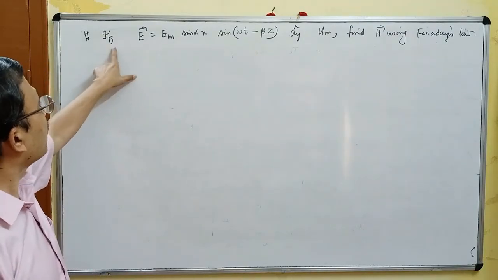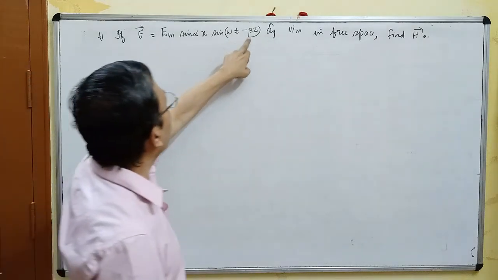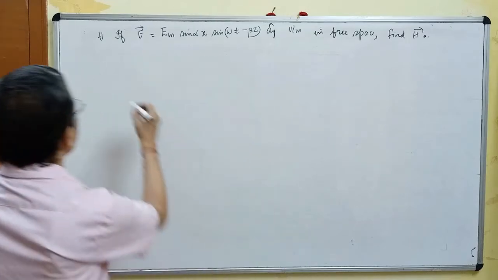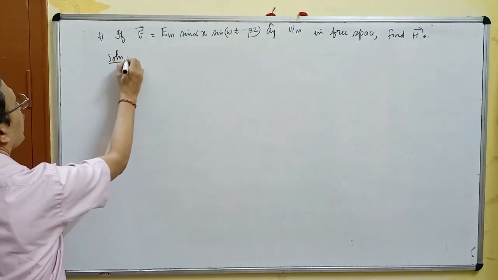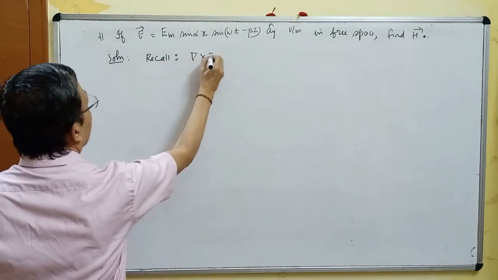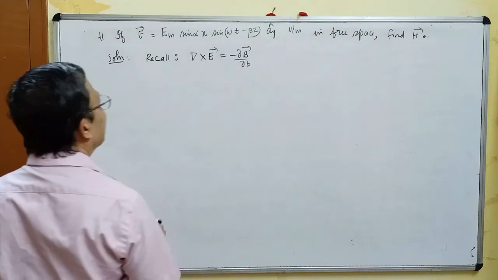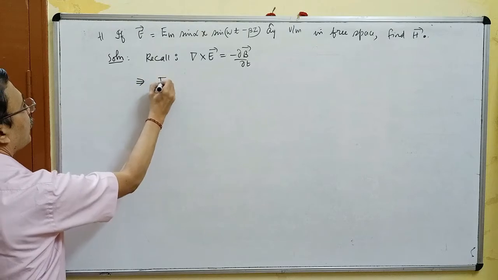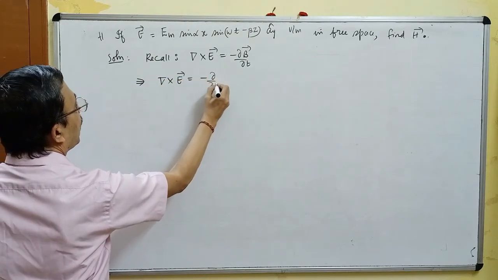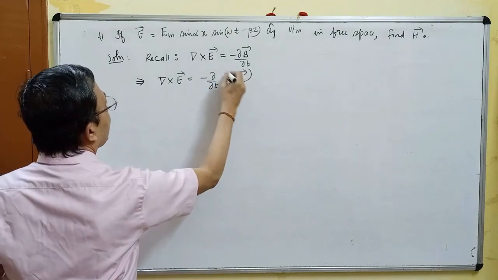Next problem. If vector E is equal to Em sin alpha x sin(omega t minus beta z) Ay cap volts per meter in free space, find vector H. Solution. Recall del cross E is equal to minus dou B by dou t. What is vector B? Vector B is mu naught into vector H.